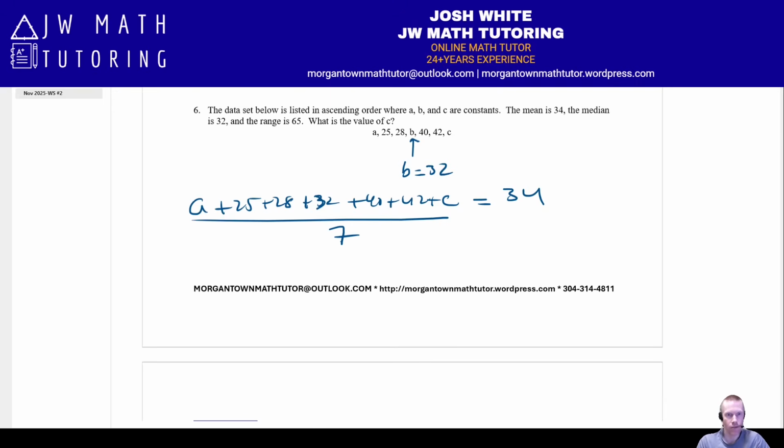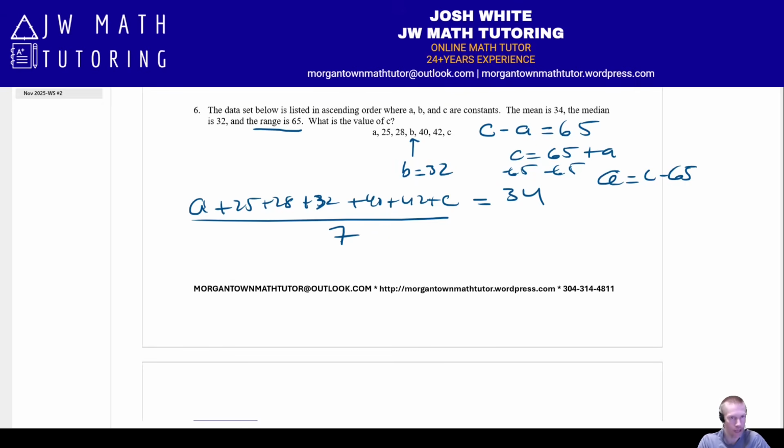However, we know that the range is 65. So here's the thing. This equation currently has 2 constants in it, A and C. We need it to only be in terms of 1 constant to be able to solve this. So we know that the range is the difference between the highest and lowest value. So C minus A equals 65. What I'm going to do now is add A to both sides, C equals 65 plus A, and then subtract 65. So now I get A equals C minus 65.